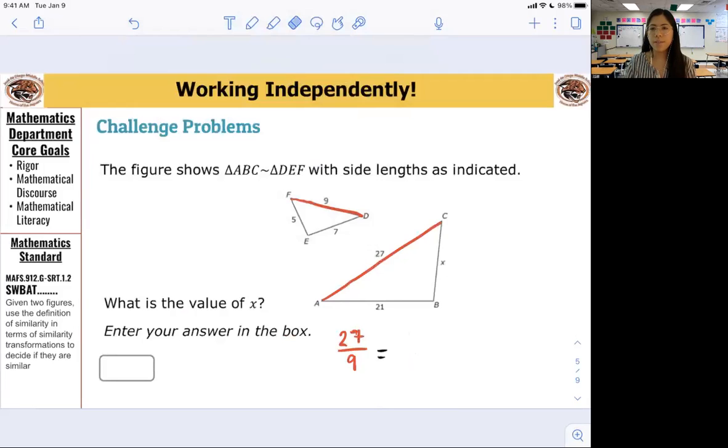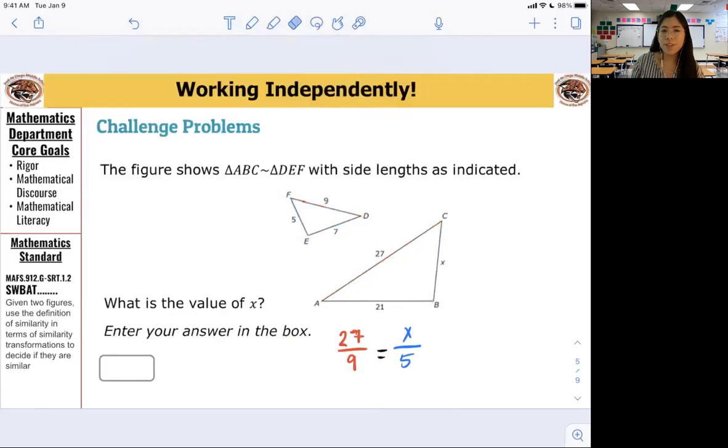Okay, x over 7, 5 over x. I'm seeing a lot of different answers. X over 7. So is CB corresponding with DE? It's not x over 7, it's x over 5. Okay, let's definitely go over that again because we did not really do that correctly.